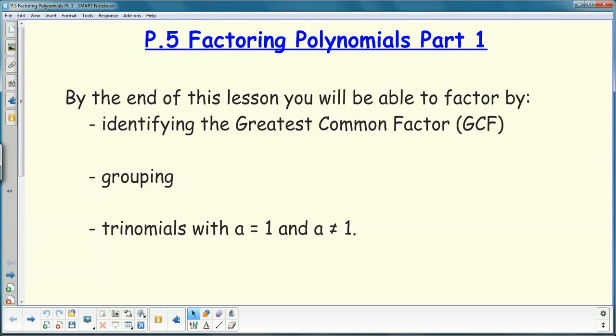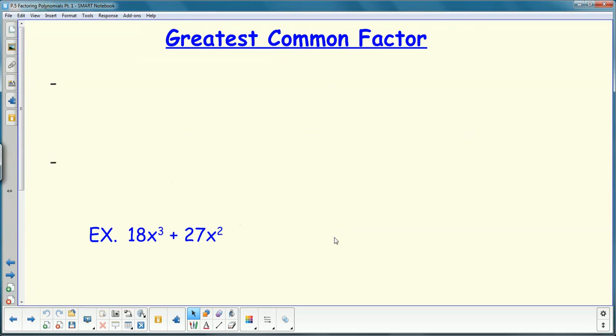Okay, so we are going to split section 5 from the prerequisite chapter into 2 parts. Make it a little shorter, a little more manageable, and hopefully then we'll be able to master it a little bit more. So first part, we're going to talk about identifying the greatest common factor and then factoring that out. Then we're going to do something called factor by grouping. And finally, we're going to look at trinomials, some where a is equal to 1, some where a is not equal to 1.